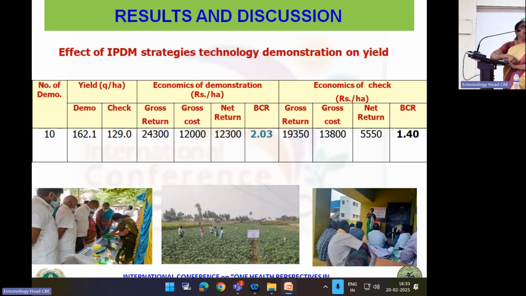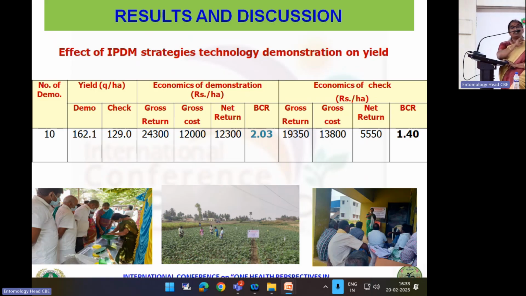As the yield shows, in the demonstration plot it was high compared to the check, which has a lot of impact on the BC ratio. The benefit they got is almost 2 rupees, that is 1.4. And here, if you see the gross cost and all, it is comparatively increased.